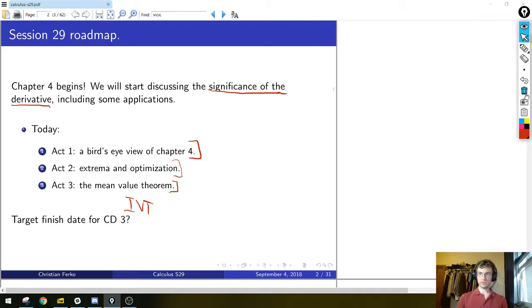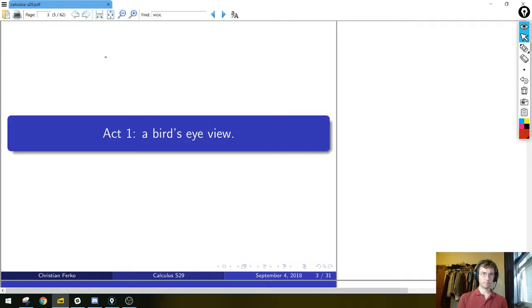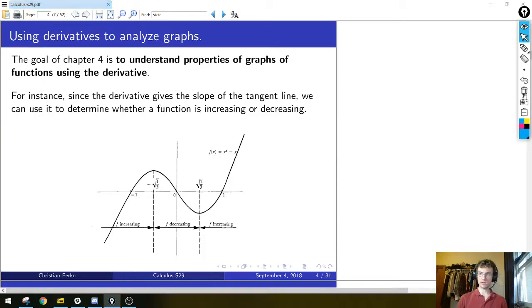Okay, so first the bird's eye view. This is going to be no proofs, just pictures to help acclimate yourself to the sort of things we're going to be talking about. So the overarching goal here in chapter 4 is to analyze graphs of functions, or understand the properties of graphs of functions, using this tool, the derivative that we've just developed.